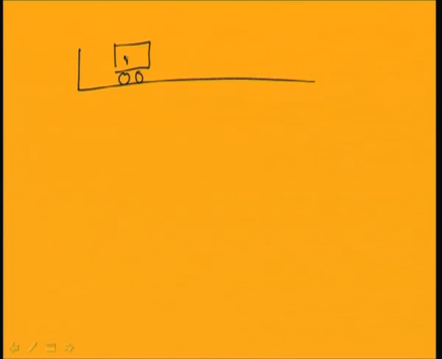So, let me take 2 masses. This is mass m1, and it is connected to another mass m2, and they are connected to a rigid support with springs of spring constants. Let me write this spring constant K1, this spring constant K2, and this spring constant equal to K3.